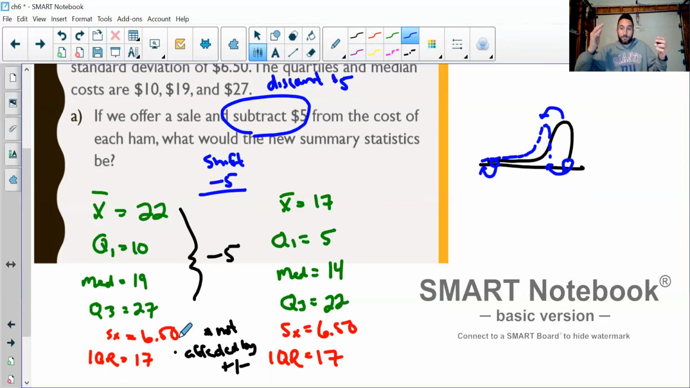That's it. So this could be an AP multiple choice question, or an open-ended one where we have to find some new summary stats, but we want to be able to start with a list of summary statistics and use our knowledge of shifting and rescaling to be able to report the new values of the summary stats.